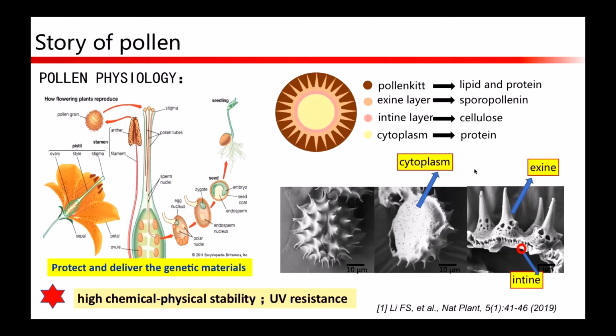Most pollen is composed of 4 parts: pollen coat, exine layer, intine layer, and cytoplasm, and each layer contains very special chemicals, especially the exine layer, which is composed of sporopollenin. Sporopollenin is thought of as the toughest material in the plant world. It's very special. Here I show some electron microscopy photos of sunflower pollen grains. We can see the very unique structure of the pollen grains.